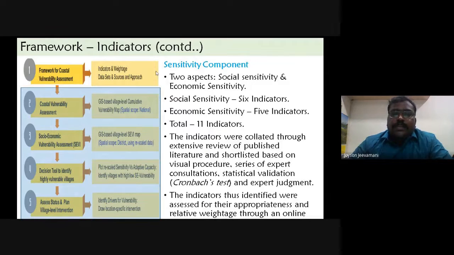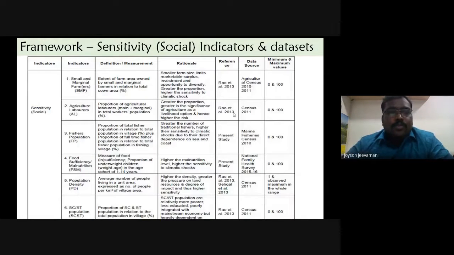Now sensitivity. I already told that sensitivity has social and economic sensitivity. Social has 6 indicators, economic sensitivity has 5 indicators. So totally we have 11 indicators. The details of the 11 indicators are here. For sensitivity social, they have 6 indicators. I'm not going into detail, just a few things for a snapshot.